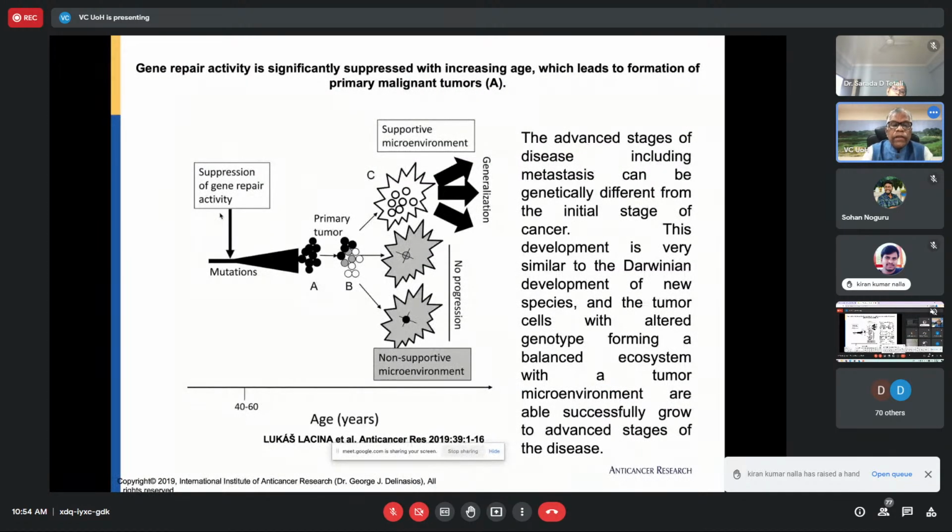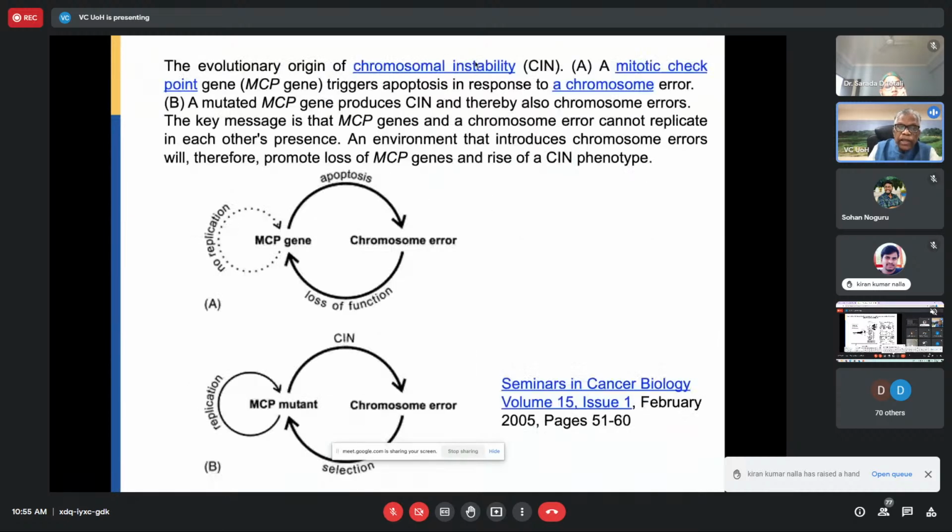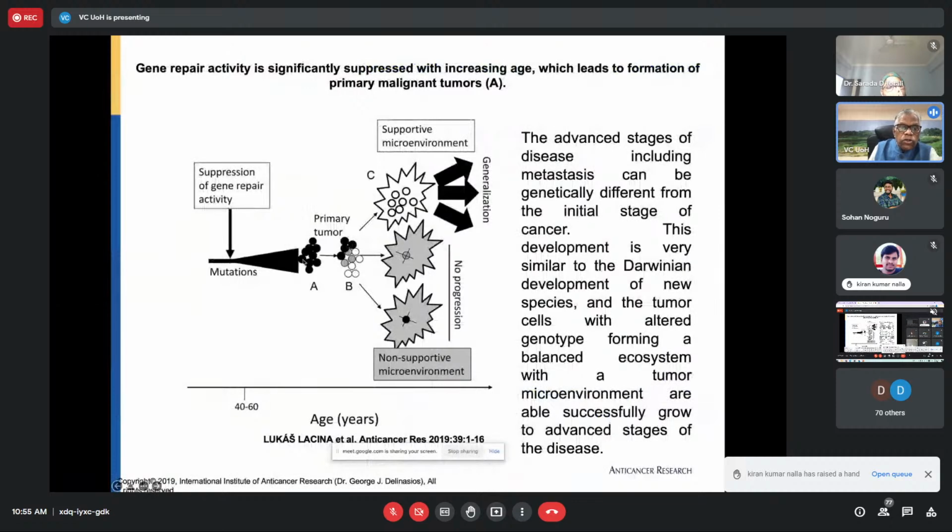Consequently, even in aging, this model applies. Repair activity is significantly suppressed with increasing age. There is heavy data on this. All of us, when we get aged, our repair efficiencies go down. Consequently, malignancies come up much later in age, because when the repair efficiencies go down, this model applies. And when that model applies, you have lots of these tumor cells coming up.